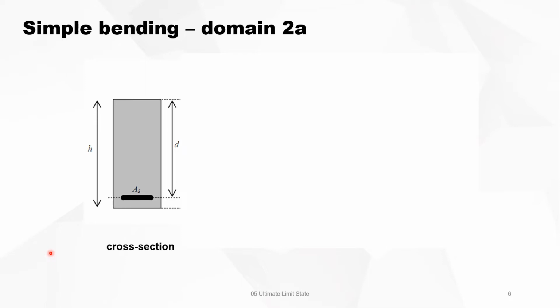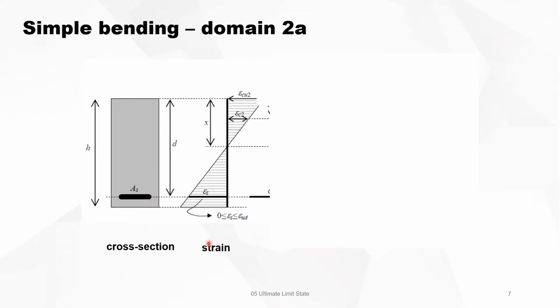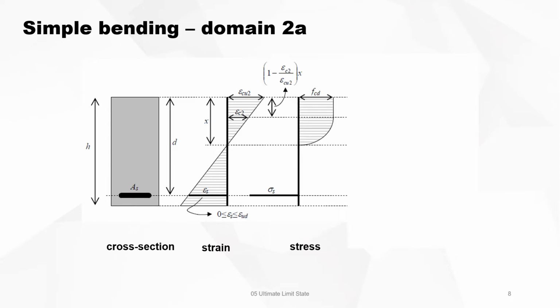We have a rectangular cross-section with the tension reinforcement. We go to the strains, unloaded plane, loaded plane, and you will see in domain 2A, epsilon cuc, the strain in the concrete, equals the maximum strain 3.5 per mil. The strain in the steel is between 0 and epsilon ud, but we are choosing here 10 per mil. This is between 0 and 10 per mil. Then we go to the stresses.